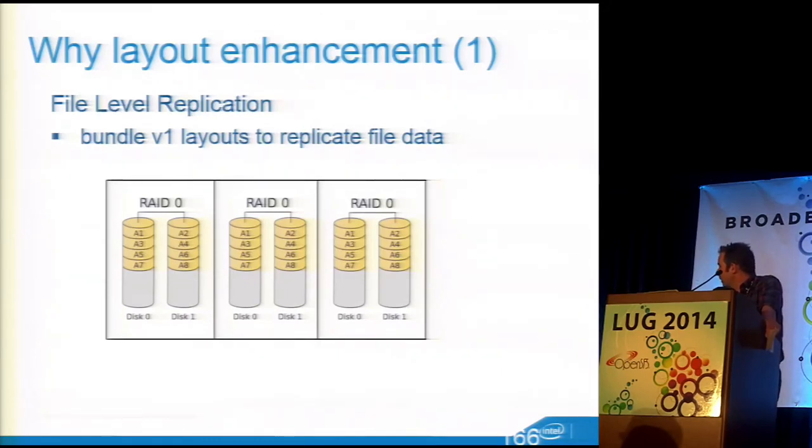The main why of layout enhancement is to support file level replication, which Jinshan's going to talk about, I think, right after me or right after Mike. So as a means of getting to file level replication, so instead of RAID 0, we have RAID 10 or something more elaborate, we're going to construct the replicas from existing files. And so we're going to construct a replicated layout from the existing layout formats. So a layout to support replication is a composite or container layout, so to speak, that just holds unreplicated layouts in some order.